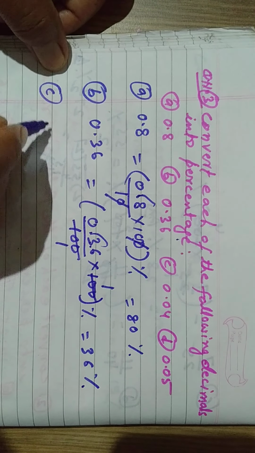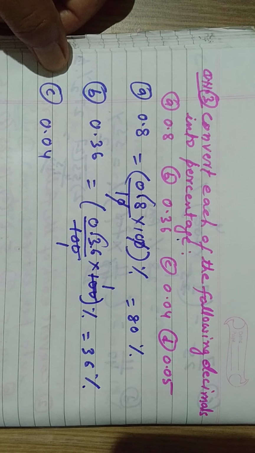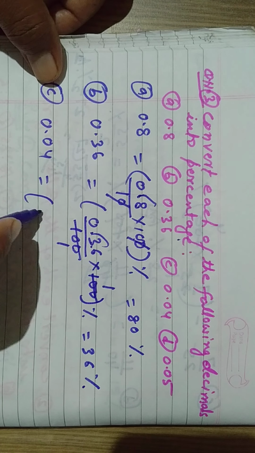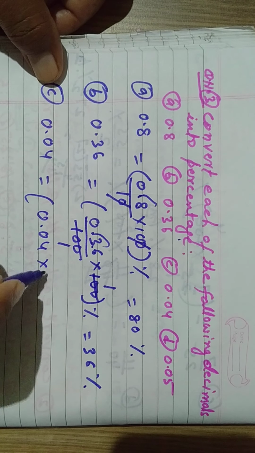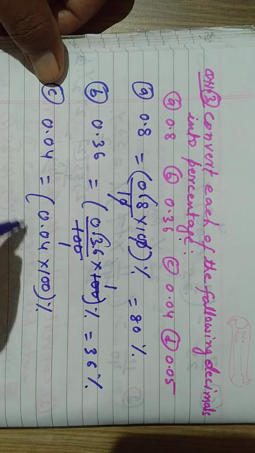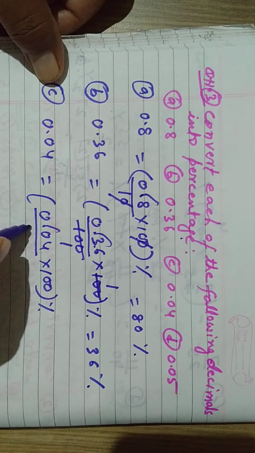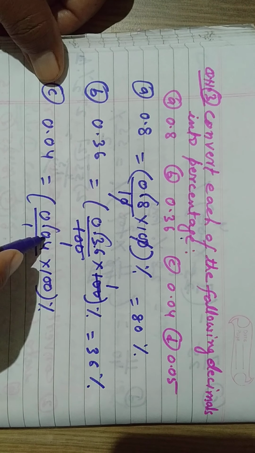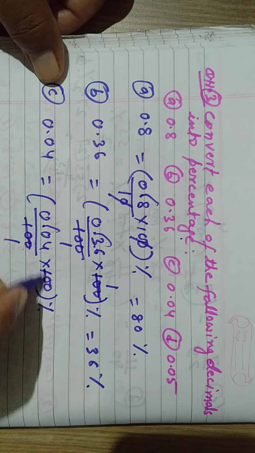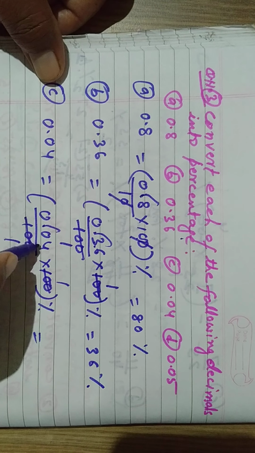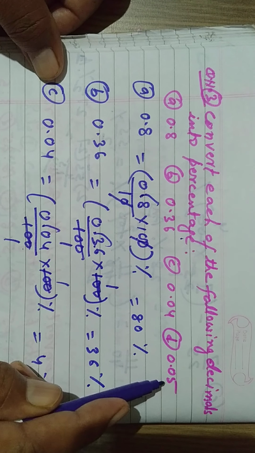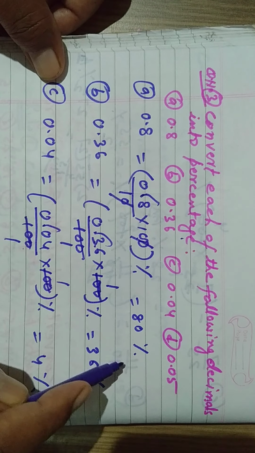C, 0.04. In this question also, 0.04 into 100. Same process. Now remove the point, write 1. After the point, how many digits? 2 digits, 2 0s. So 100 and 100 cancel. What is left? 04 means only 4%. One question I am leaving for you. You can do it yourself, same process.